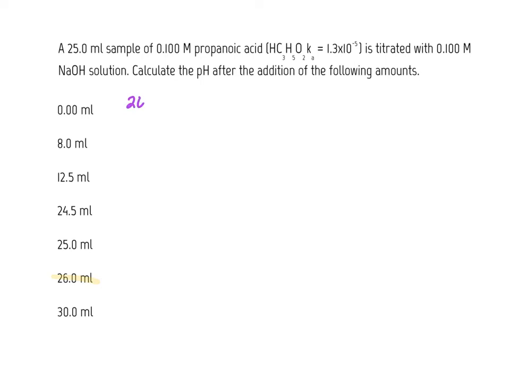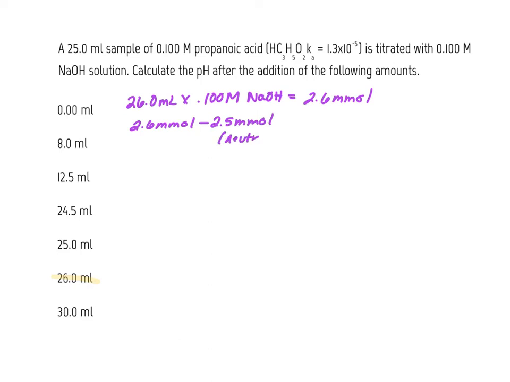So now we know that we've reached that equivalence point, but we're going to continue on with adding additional base. So we can still calculate the millimoles of base that we are adding with 26 mLs. So that's going to be 2.6 millimoles. That's going to be what we start with for our subtraction. So we're going to subtract the 2.5 millimoles of the acid that was neutralized. And so the amount of excess base that we have now is 0.1 millimoles.